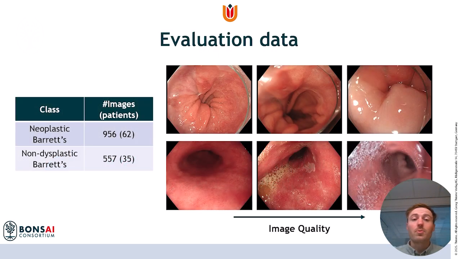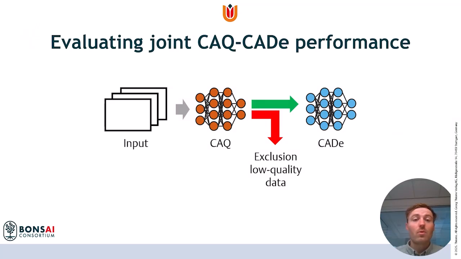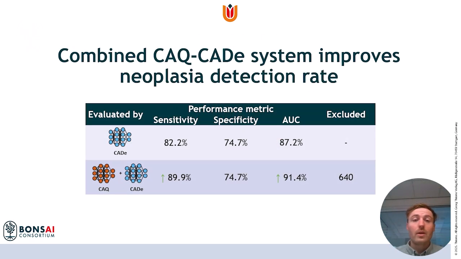We collected a substantial amount of evaluation data with Barrett's images with and without early Barrett's neoplasia. These images contained a wide variety of image quality again. So it's fairly simple. All images were first analyzed by the quality algorithm, and only images with sufficient quality were subsequently analyzed by our CAD system. And when we go over to the results, we noticed that adding the computer-aided quality system to the detection algorithm substantially increases its performance. And it mainly increases its detection rate with about 8%, while specificity scores remain similar.